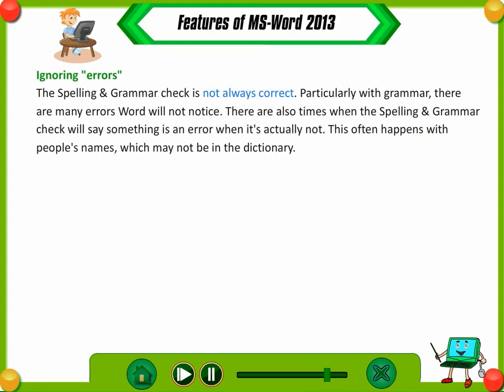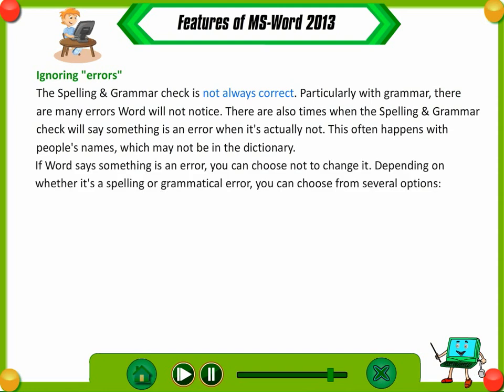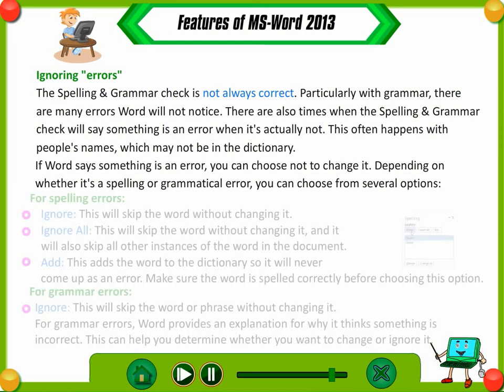Ignoring errors. The spelling and grammar check is not always correct. Particularly with grammar, there are many errors Word will not notice. There are also times when the spelling and grammar check will say something is an error when it is actually not. This often happens with people's names which may not be in the dictionary. If Word says something is an error, you can choose not to change it. Depending on whether it is a spelling or grammatical error, you can choose from several options.